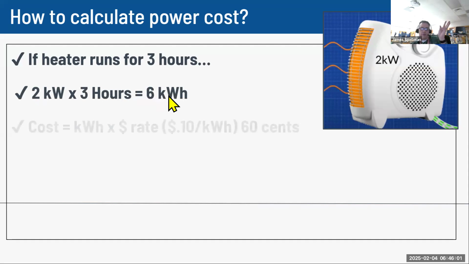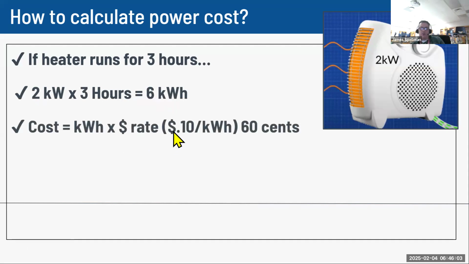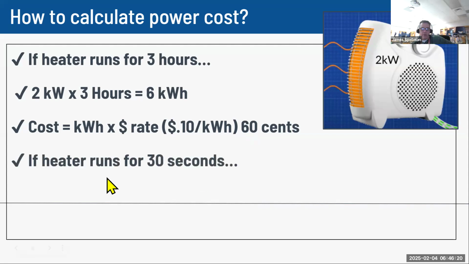And then the third thing I multiply by is how much the power company is charging, which typically is going to be around 10 cents per kilowatt hour. So if I multiply 6 times 0.10, that tells us it's going to cost about 60 cents. Not a lot. But again, 3 hours at 60 cents, if you did that every day for the whole month, it ends up adding up.